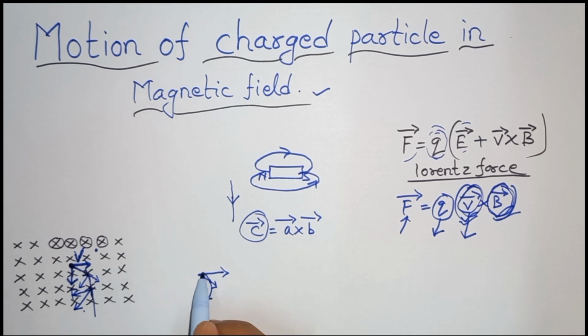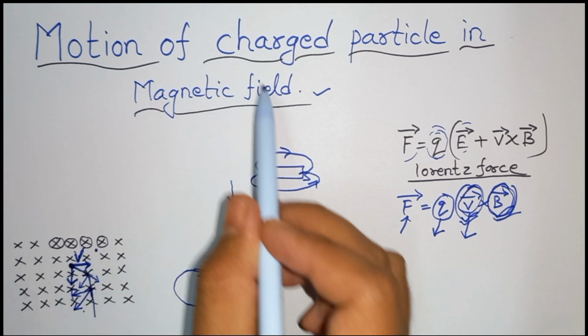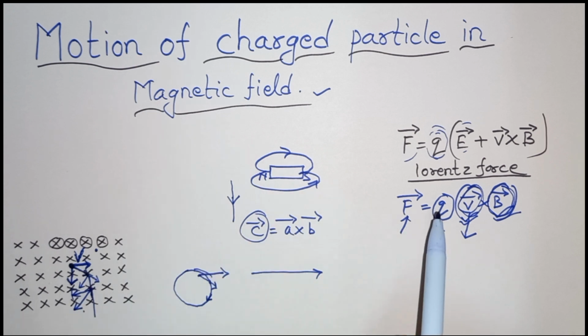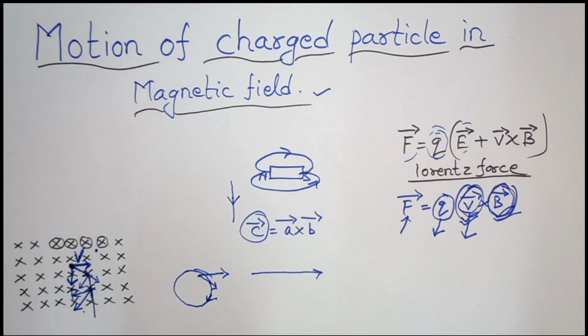So as a result, the charged particle will take a circular motion. The charged particle tends to move with this velocity before, but due to the magnetic field, at every point the charged particle will be exerted a force by this magnetic field. The force is called the Lorentz force. This Lorentz force gives the charged particle a circular direction. So from here we are clear that the motion of a charged particle in a magnetic field is circular.